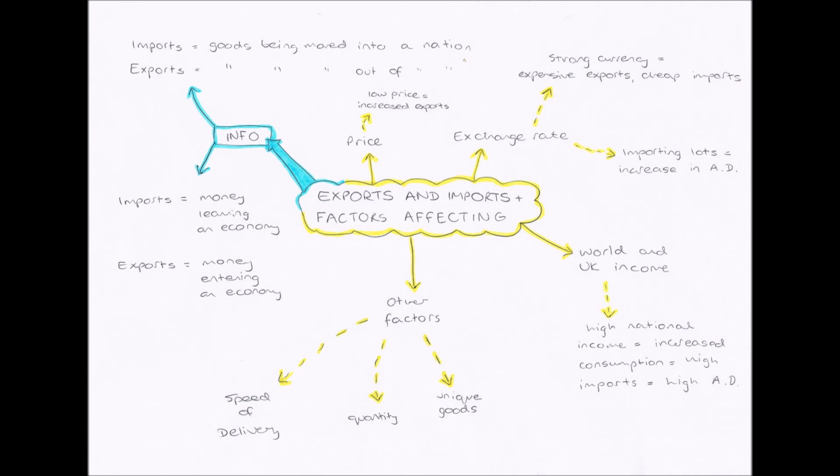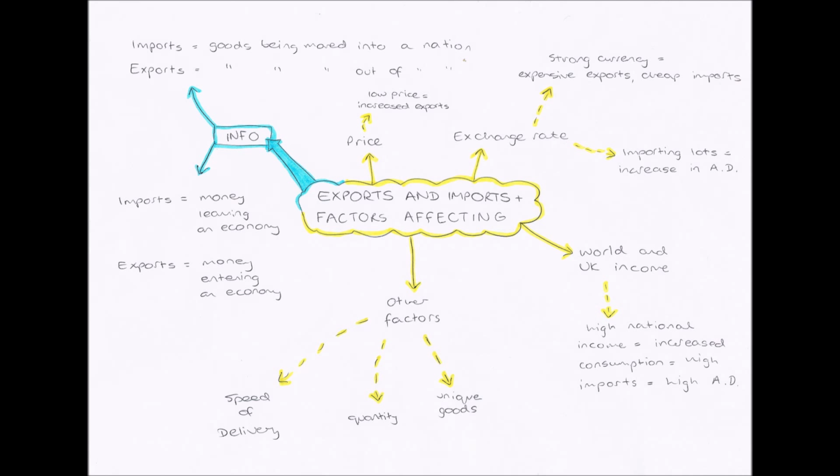Importing lots will result in a decrease in aggregate demand, that should say. If we import lots, then overall M goes up, so the number we get from our brackets decreases, therefore there is a fall in aggregate demand. And this happens the opposite way around too. If there are lots of exports and exports go up, then the number we get from this bracketed section of our aggregate demand formula will go up, so there will be an increase in aggregate demand. So that's written the wrong way around.